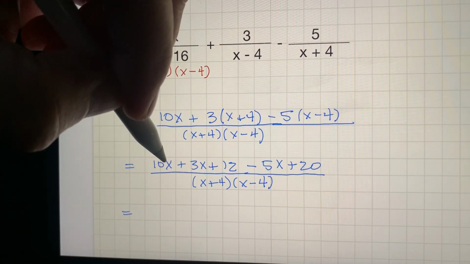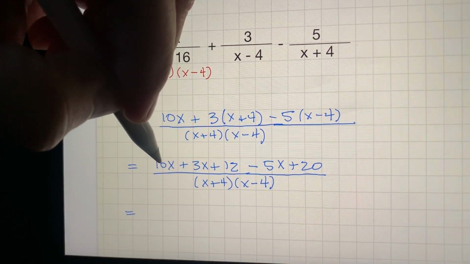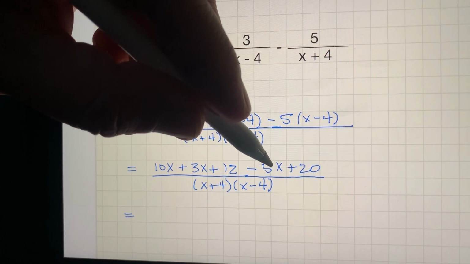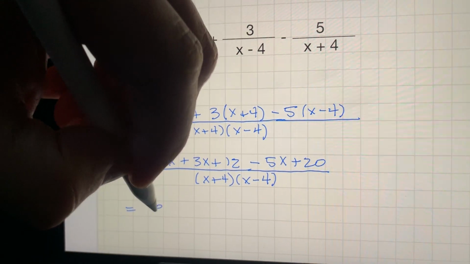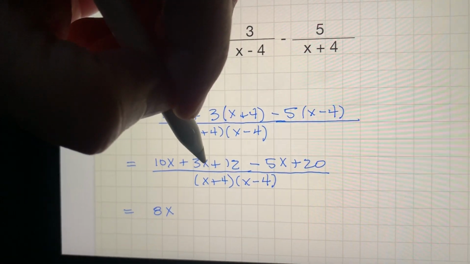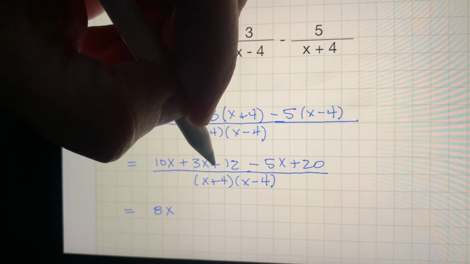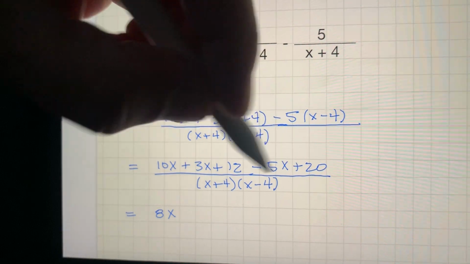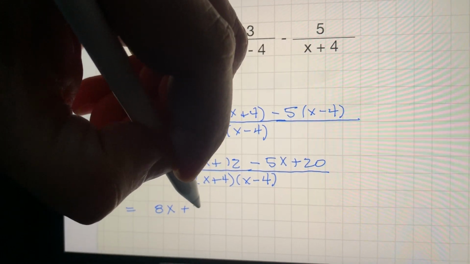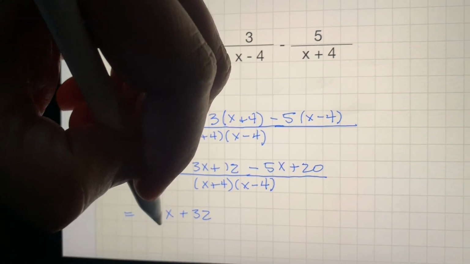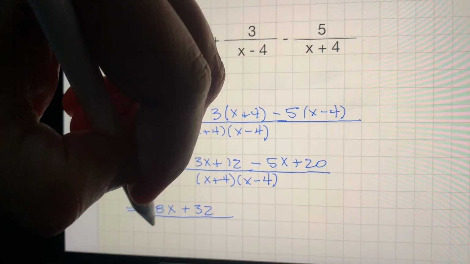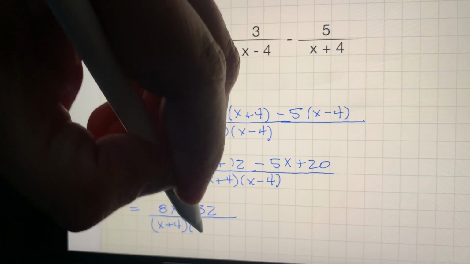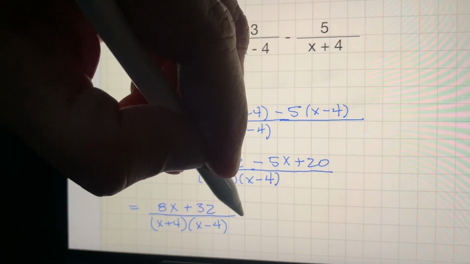This is the same as saying 13x minus 5x is 8x plus 12 plus 20 is 32, divided by x plus 4 times x minus 4.